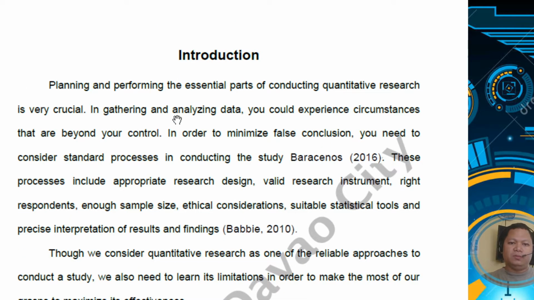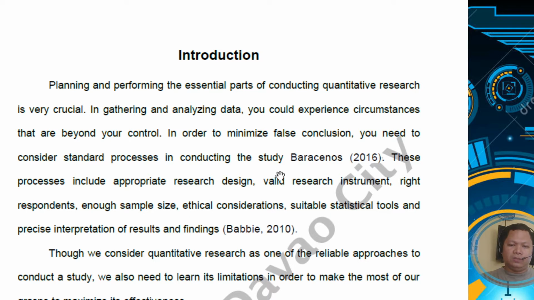Introduction. Planning and performing the essential parts of conducting quantitative research is very crucial. In gathering and analyzing data, you could experience circumstances that are beyond your control. In order to minimize false conclusions, you need to consider standard processes in conducting the study. These processes include appropriate research designs, valid instruments, right respondents, enough sample size, ethical considerations, suitable statistical tools, and precise interpretation of results and findings.